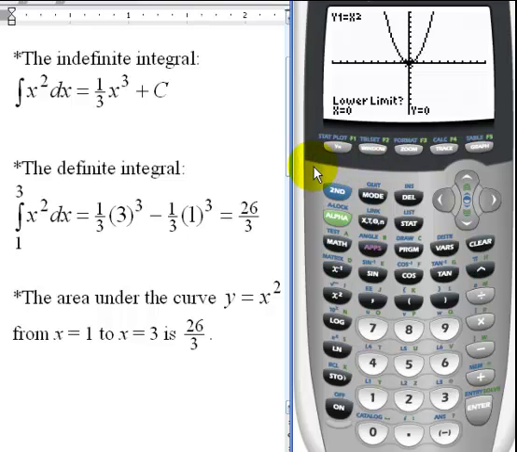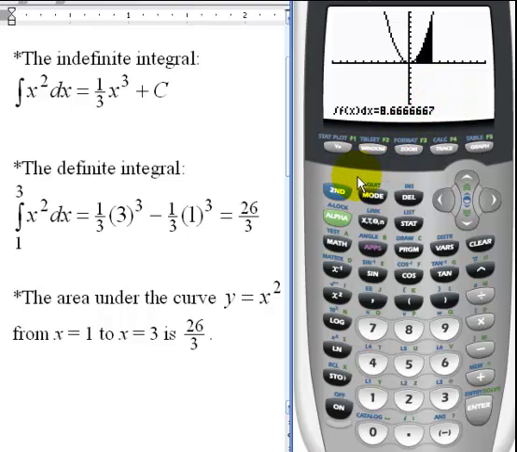So anyway, once I've done second trace and chosen number 7, the integral of f, I come back to my graph and I punch in my lower limit for my example, which is 1, and hit enter. My upper limit is 3, hit enter, and it calculates the area of 26/3. And there's 26/3 in decimal form, and in fact it even shades the region that we just found the area of.